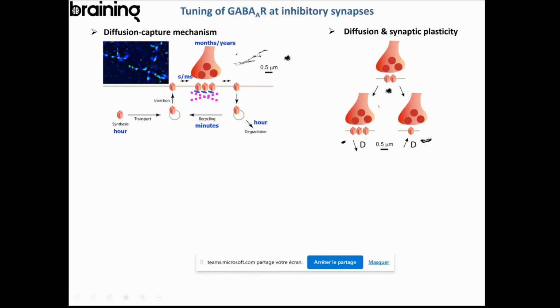at the synapse. So if you want to increase the number of receptors at the synapse, you can see that the receptor becomes even more confined. So it's exploring a smaller surface area, and that's the way it is captured at the synapse and kept there. While if you want to depress the synapse, you have to increase the mobility of this receptor, and the receptor escapes the synapse.